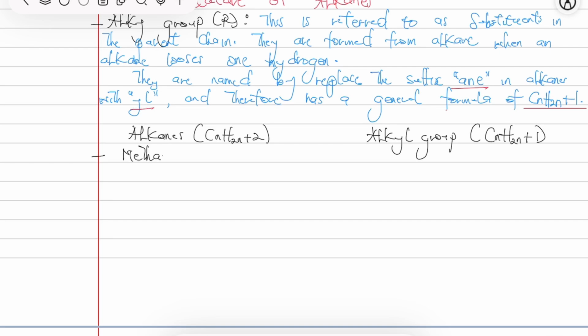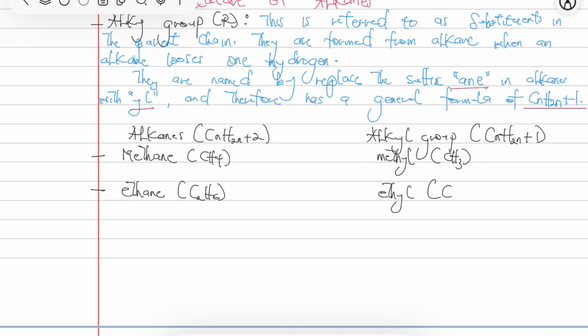Using methane, for example, which has the formula CH4, when methane loses one hydrogen, we have the methyl group, which has the formula CH3. Similarly, ethane has the molecular formula C2H6. When it loses one hydrogen, it forms ethyl, which has the formula C2H5. In the same vein, propane has the molecular formula C3H8. When propane loses one hydrogen, it forms a propyl group, which has the molecular formula C3H7.